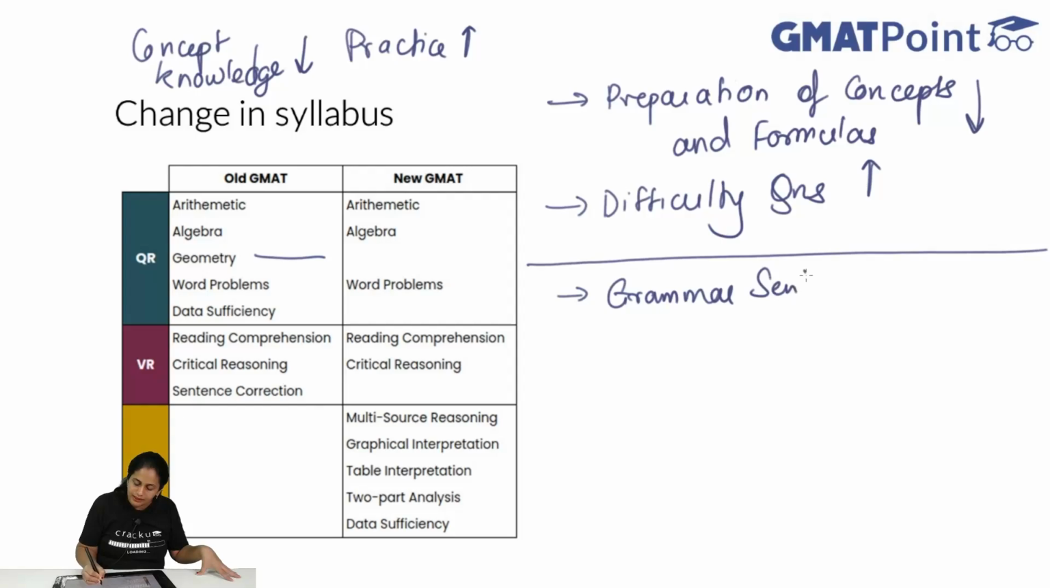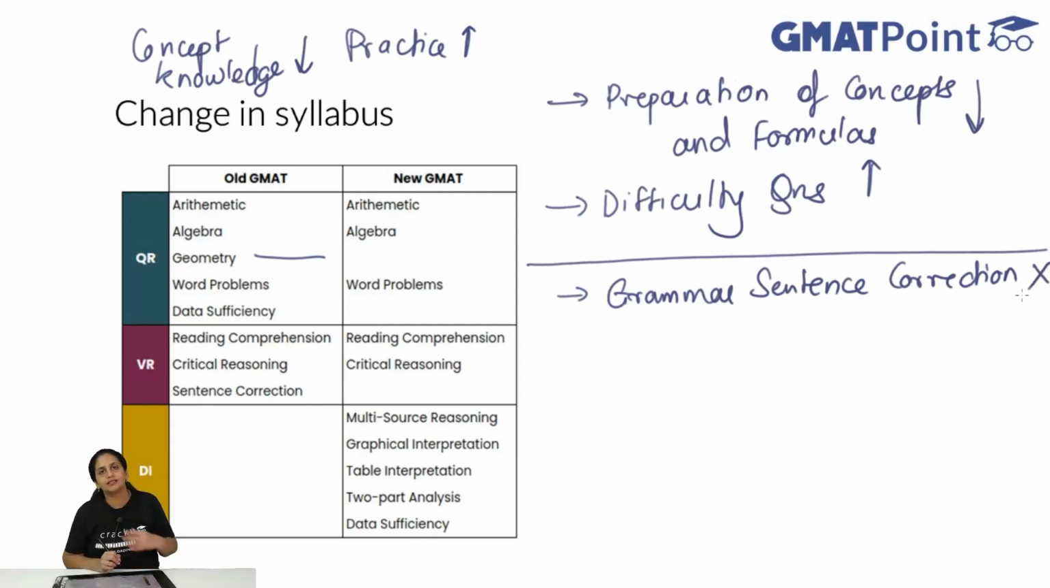Now, if grammar and sentence correction is taken out, what will happen? The number of rules that you had to remember has been eliminated. Grammar and sentence correction actually required a lot of additional preparation, because you had to remember, okay, the rules for modifiers is this, the rules for parallelism is this. In fact, I would say that for the verbal reasoning section, 90% of the work that you would do before taking the exam would be in grammar and sentence correction. Now, since all of that work is gone, the time taken for preparation of concepts is much lower.